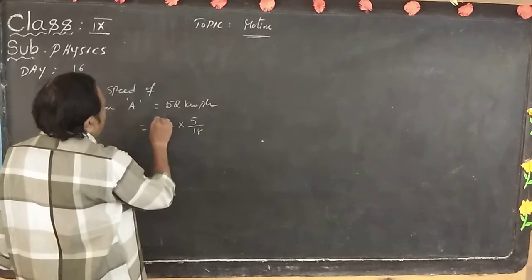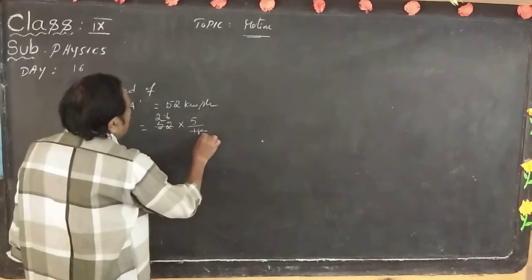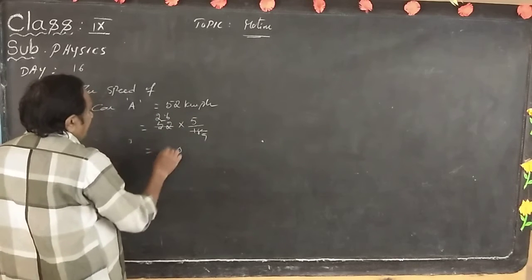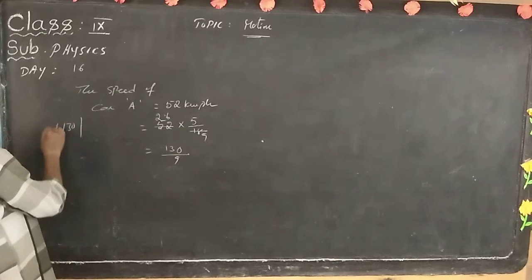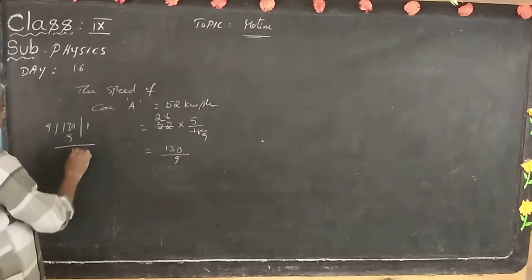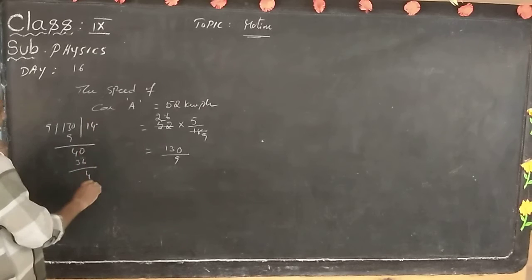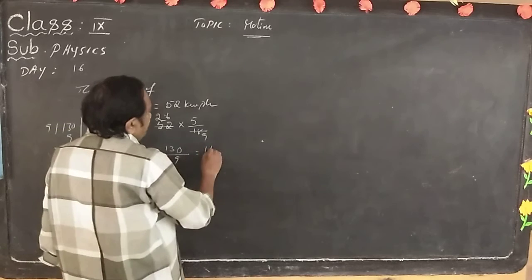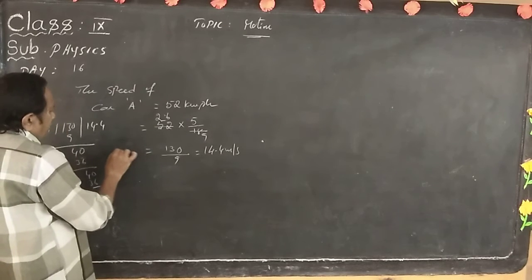So 5 by 18: 2 2s are 4, 2 6s are 12, 2 9s are 18. There is no further cancellation. So 52 into 5 is 260, 260 by 18, that is 130 by 9. So to divide 130 by 9: 9 ones are 9, 40, 9 fours are 36. So leave it. So what do you get in meters per second? 14.4 meters per second. This is the speed of car A.